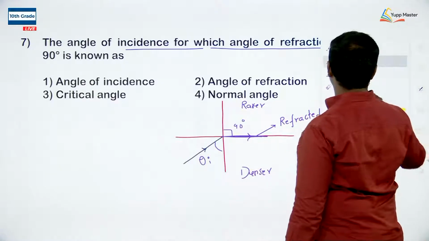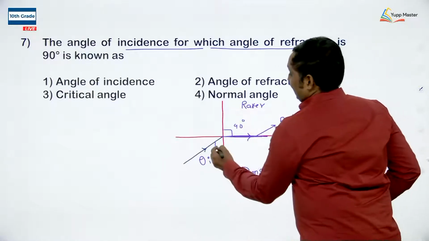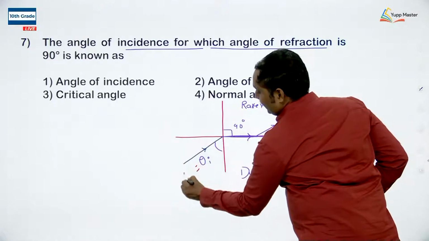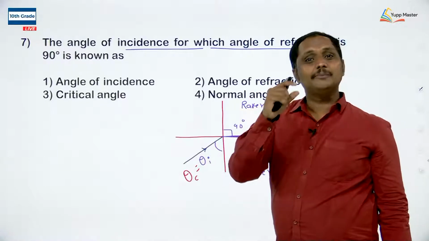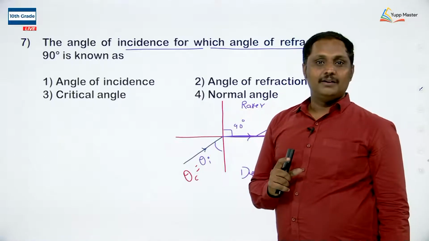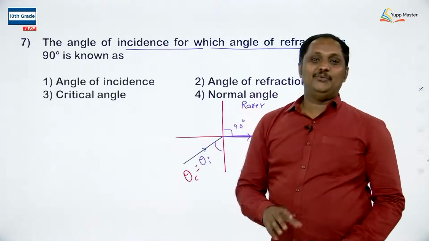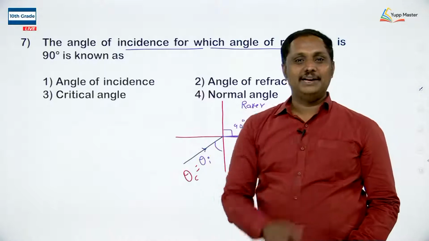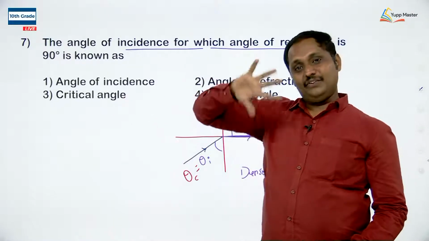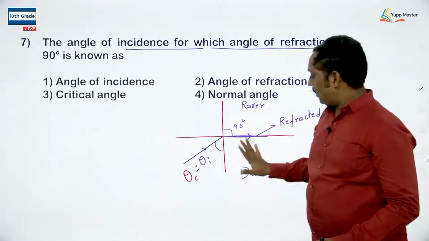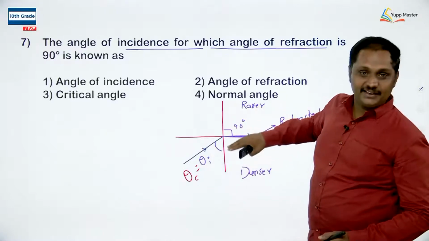Now, it is the angle of incidence theta c at which the angle of refraction becomes 90 degrees. That incident angle is known as the critical angle. For one material its critical angle is different; for another material its critical angle changes. Now, I am talking about this critical angle. I am going to make the light incident at a particular angle.